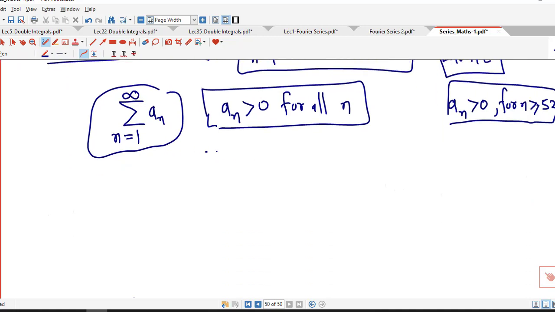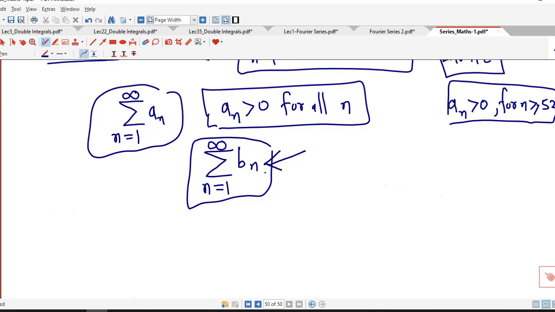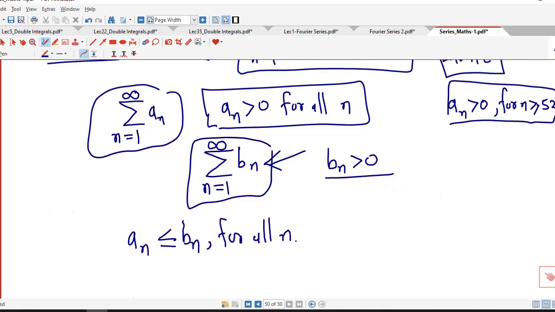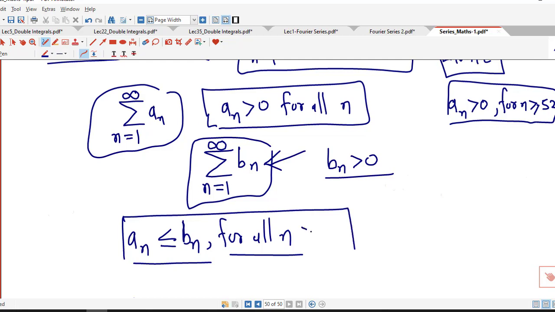Now suppose we are able to find another series sigma bn, where bn is also positive for all n, such that an is less than or equal to bn for all n. Here also, if this is not satisfied for a finite number of terms, then no problem, but this must be true for all n after some fixed number.